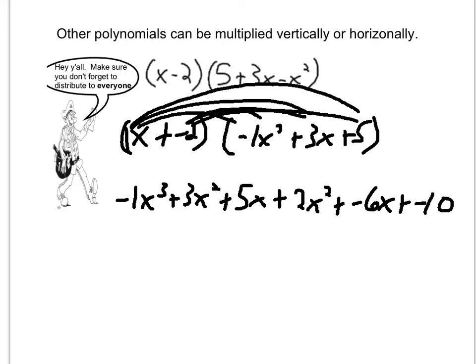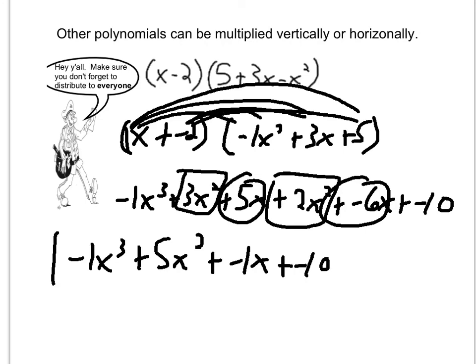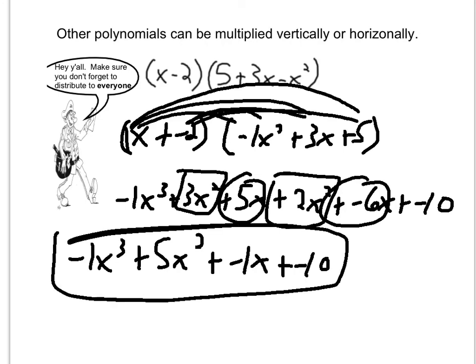Now again, I'm looking for like terms. So I've got a 3x squared and a 2x squared and a 5x and negative 6x. So I've got negative 1x cubed plus 3x squared plus 2x squared is 5x squared plus 5x plus negative 6x is negative 1x plus negative 10. All like terms combined. So we can do that horizontally by distributing.